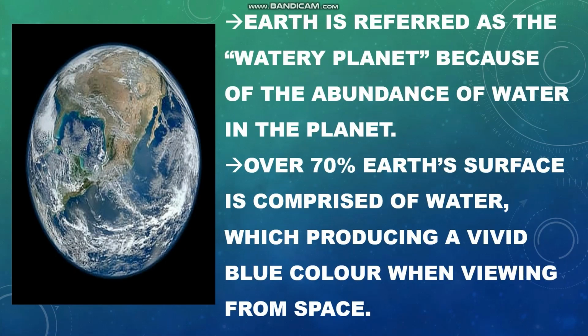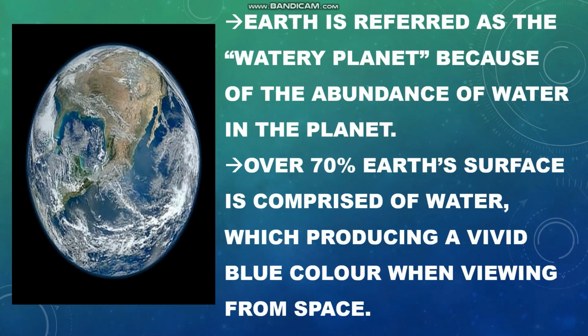And next, watery planet. Earth is referred to as the watery planet because of the abundance of water on the planet. Over 70% of Earth's surface is comprised of water, which produces a vivid blue color when viewed from space. So we are calling it the blue planet. Now, did you all understand why we are naming Earth in different ways? By this explanation, you would have known.